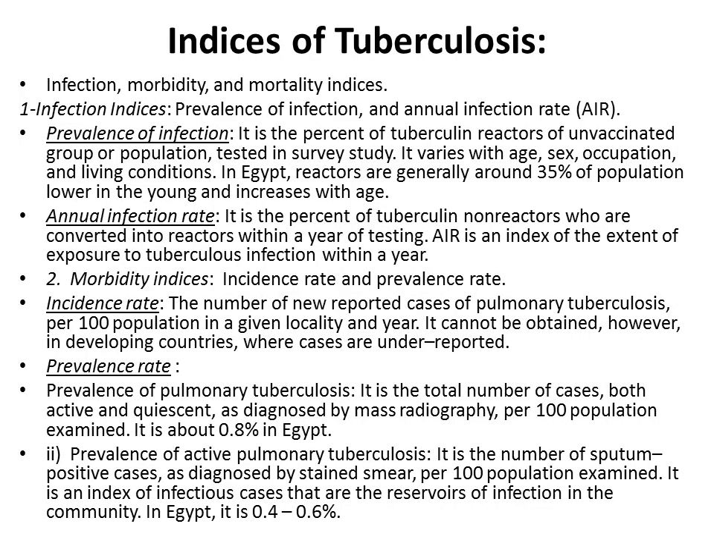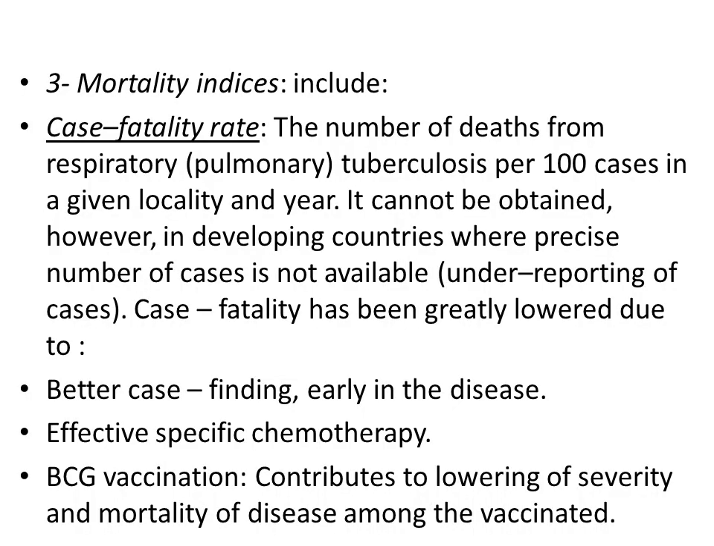Indices of tuberculosis include the prevalence of infection, annual infection rate, incidence rates, prevalence rates, and case fatality rate, usually calculated by the number of deaths among tuberculosis cases divided by all cases of tuberculosis in the same hospital and multiplied by 10, 100, or 1000. It's very important.